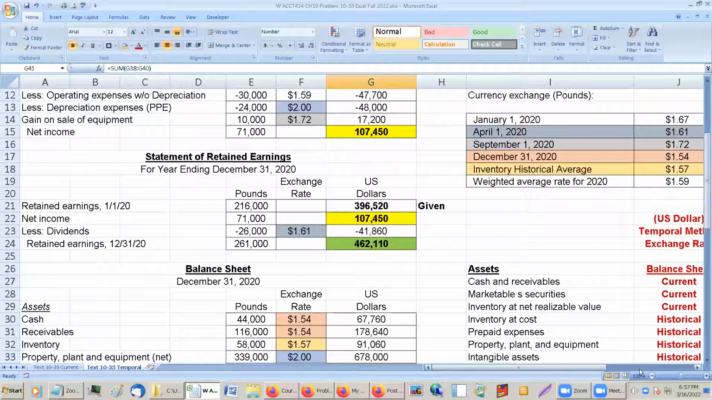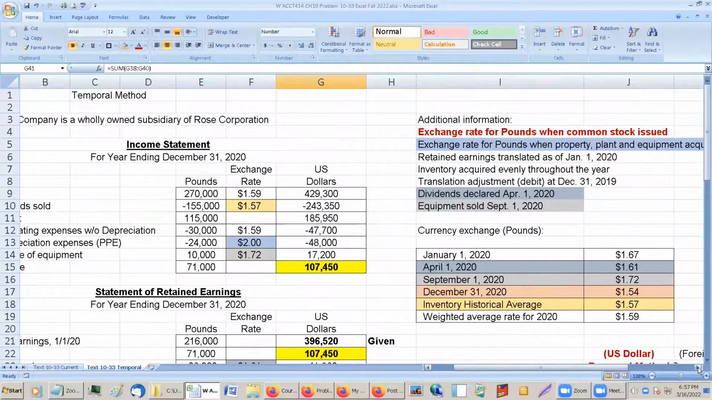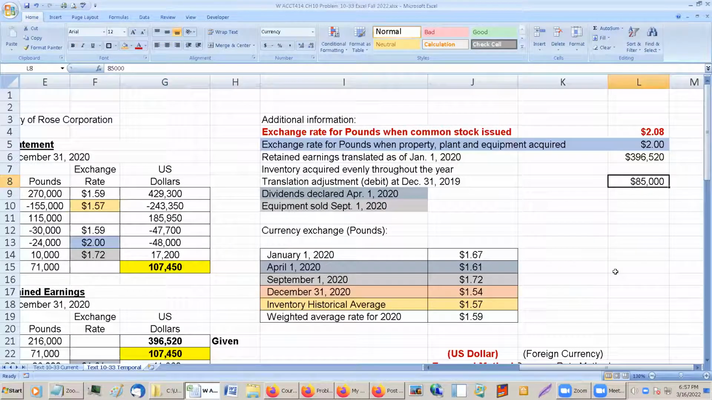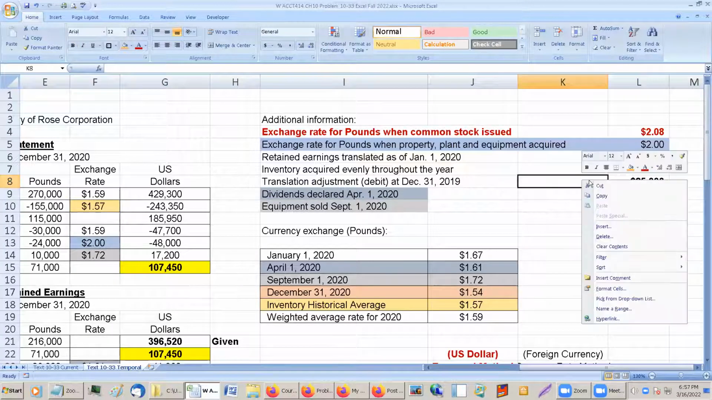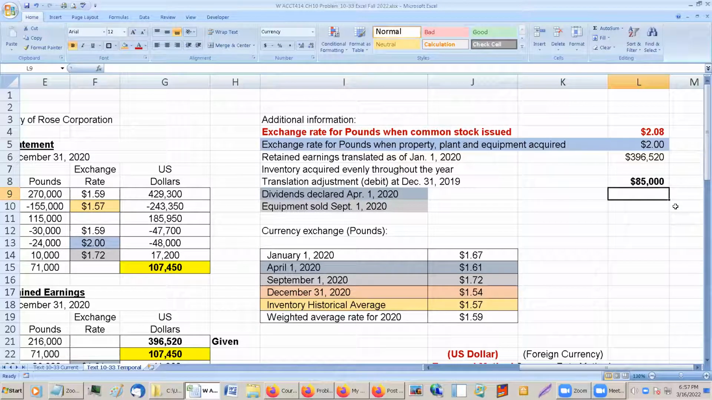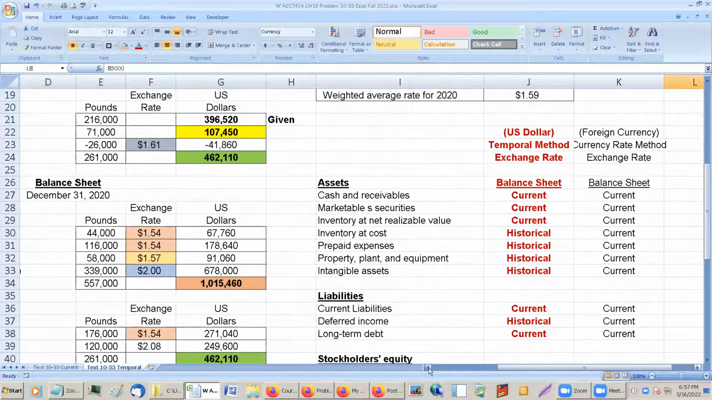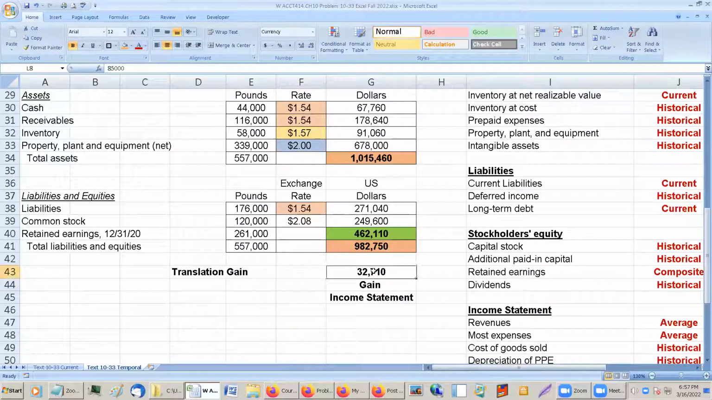And in this case, the translation loss of 80,000, whatever it was, 85,000 last year, that would have been in with the income, and when they close out the income, that would have been closed out also. So this 85,000 would have been closed in 2019. So, it's gone. And we have a new one. This one we have a gain.